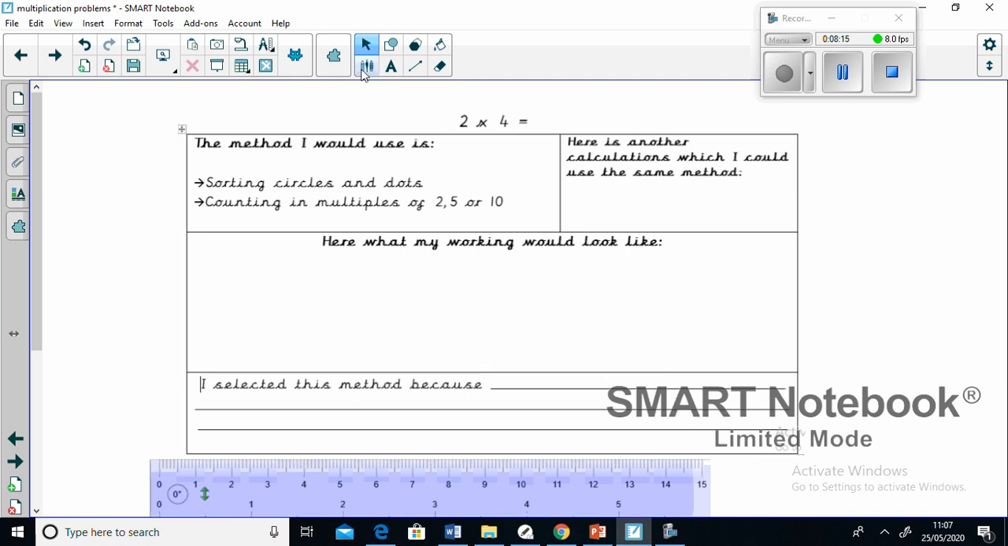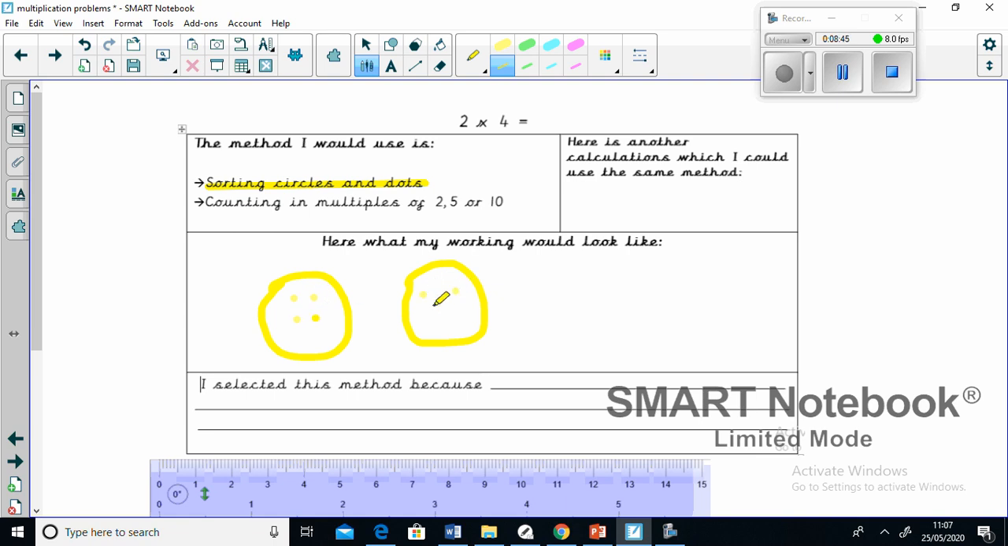So the first thing it asks me is, well, which method would I use? Would I use sorting circles? Would I use counting in multiples? Okay. I'm thinking because these factors are nice and low, I'm going to use sorting circles and dots. Okay. The next thing you can do is underneath it says, what would your working out look like? Well, I'll do 2 groups. And in each group there'd be 1, 2, 3, 4. 1, 2, 3, 4. Have a little equal sign to show that all together you've got 4 and a 4.